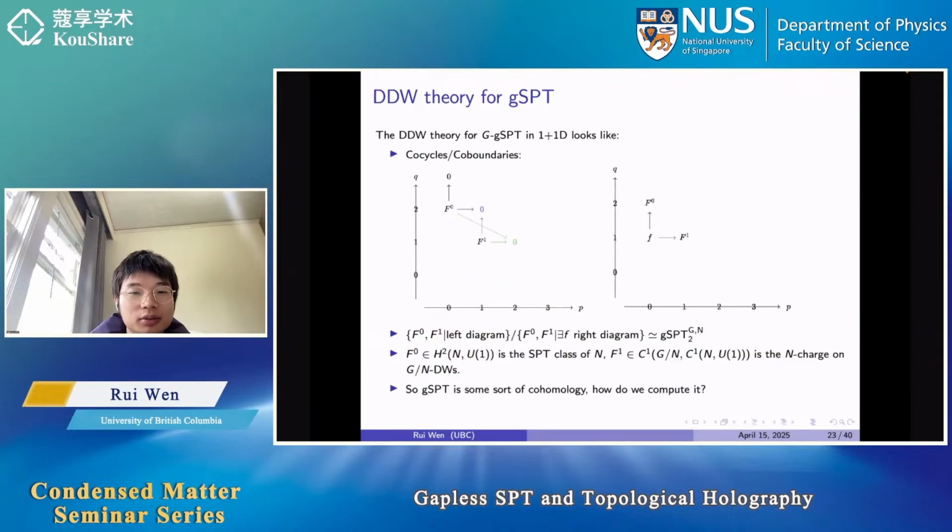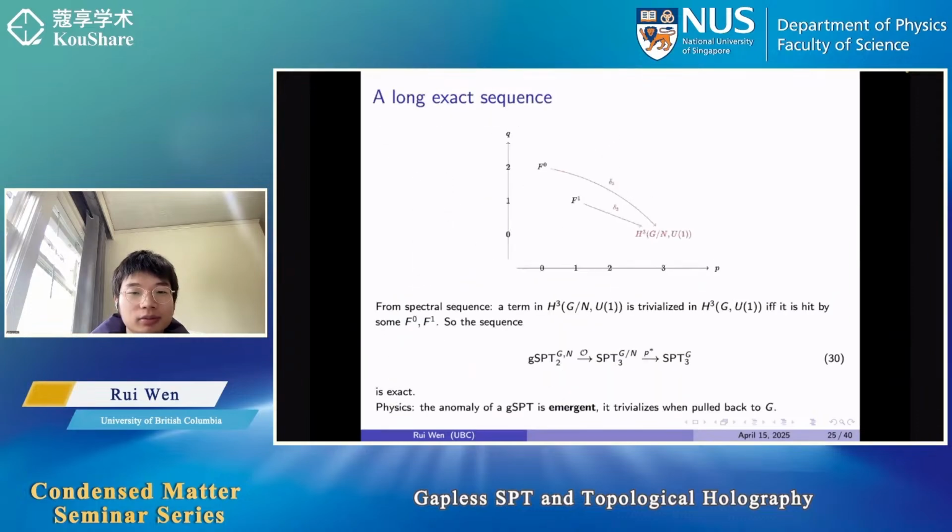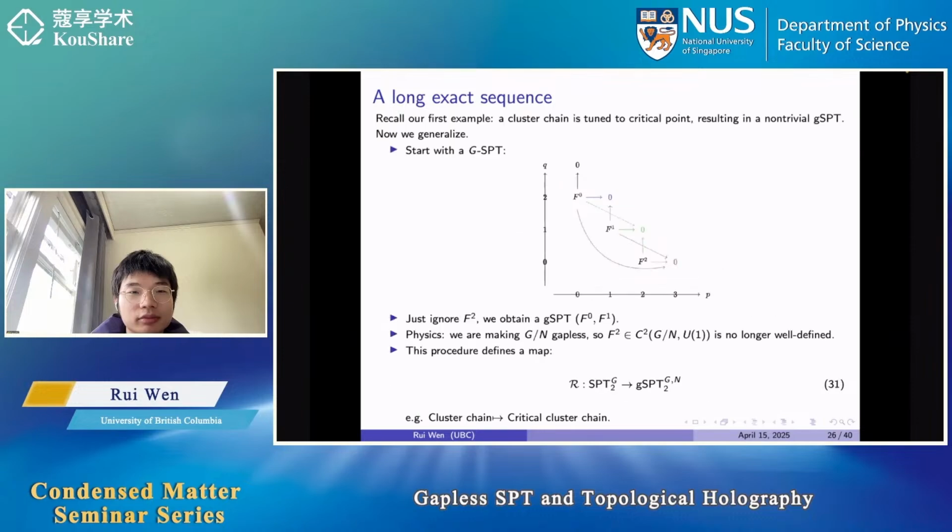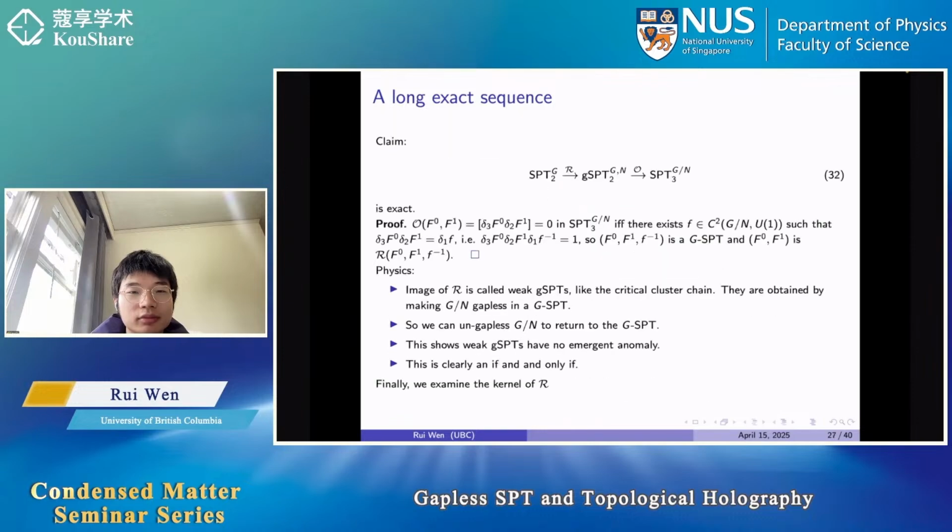So I think I was here. Those gapless SPTs that are obtained by making an SPT critical are called weak, and they don't have emergent anomaly. And this is if and only if it has no emergent anomaly, you can open the G over N gap without introducing topological order, without breaking the symmetry, which means it is in the image of R. So this is exact.